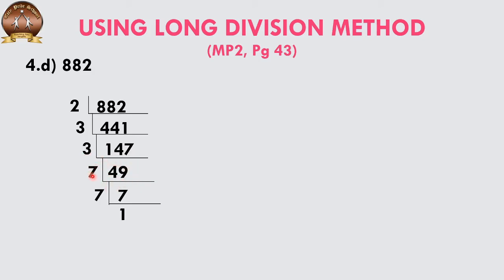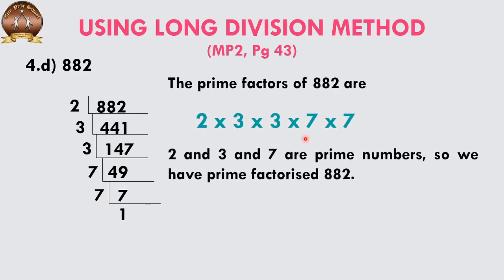49 when divided by 7 gives 7 as the quotient. And 7 itself is a prime number, so it divides itself to give 1. So we get 2, 3, 3, 7, 7 as the chain of prime numbers for 882. So the prime factors of 882 are 2, 3, 3, 7, 7, where 2, 3 and 7 are prime numbers. So we have prime factorized 882.